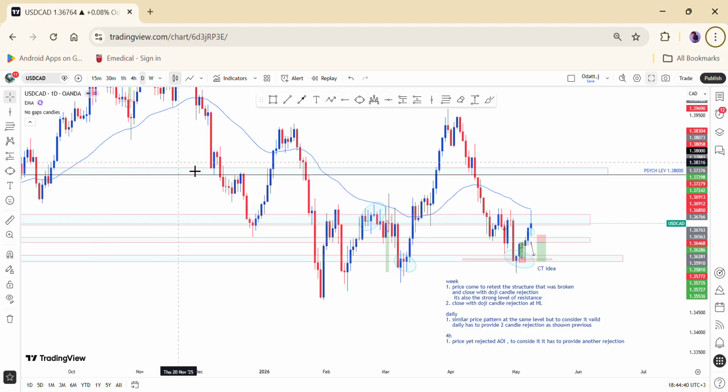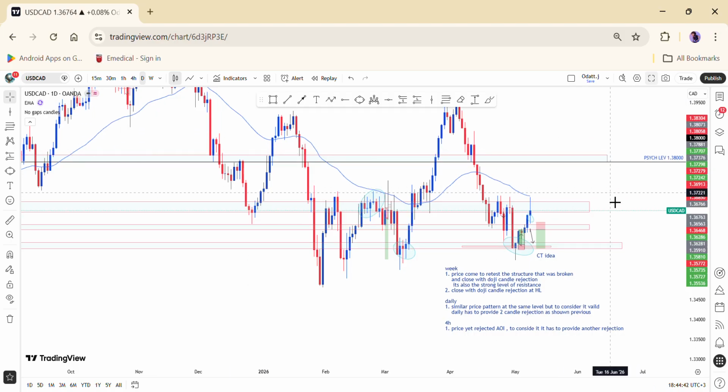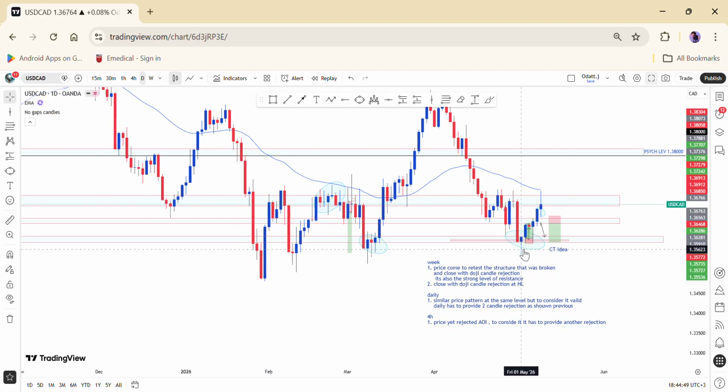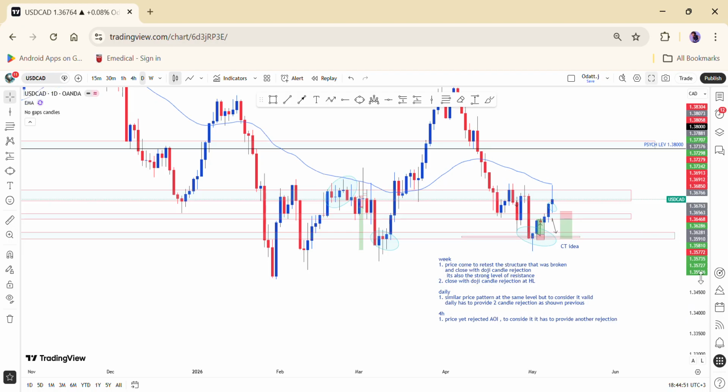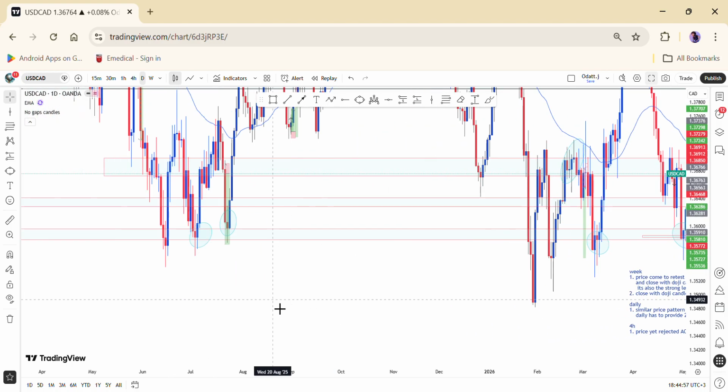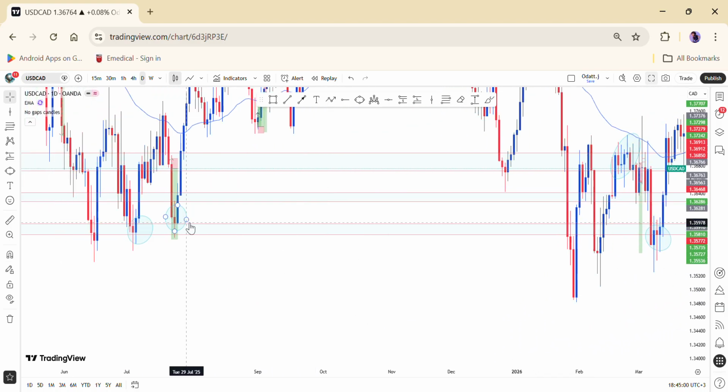So this was USD CAD. This was a counter trend that I was interested to take, which is daily similar price reaction. Whenever price reaches this level over here, we have that doji rejection, and then price went to the downside, doji rejection, then price went to the upside. The same thing happened here.